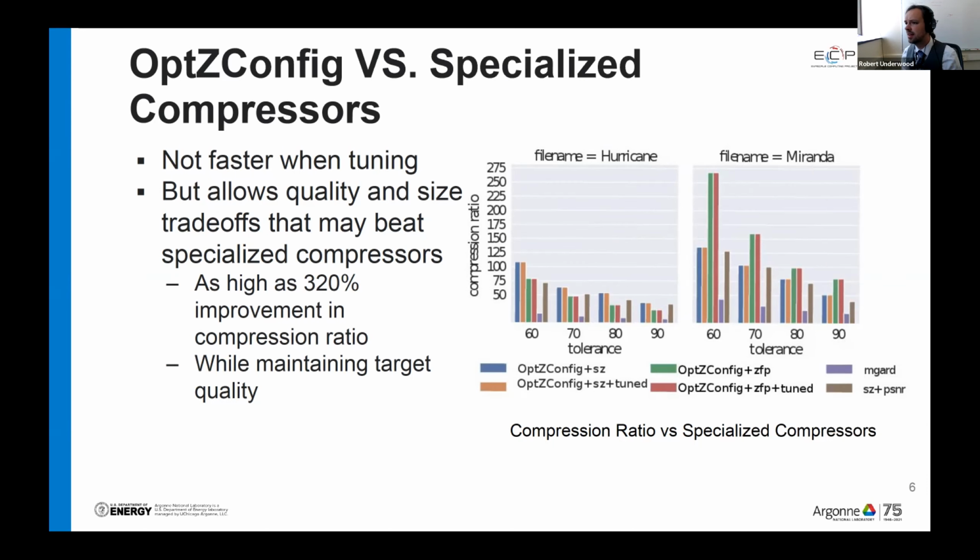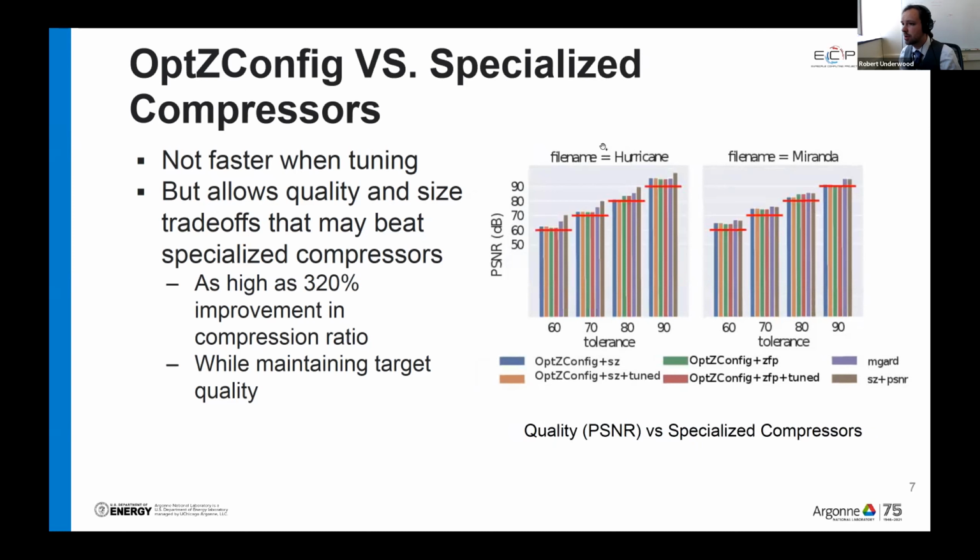Next slide, please. But looking at compression ratio is not all that you want to consider. The other question is, how close do you get to the target that you specified? So here, we show a variety of different applications. And we've drawn in red with these horizontal bars the target PSNR for each of these particular configurations.